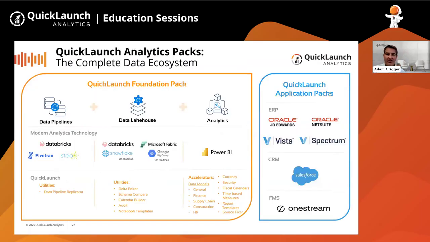All right. So now, again, carrying this forward with our new go-to-market strategy. In 2025, with the new rebrand from Preferred Strategies to QuickLaunch Analytics, we always had this product for years called QuickLaunch. And now we're coming up with a new breakdown. We have what we call QuickLaunch Analytics packs. And now it's a solution, again, for your whole data ecosystem.